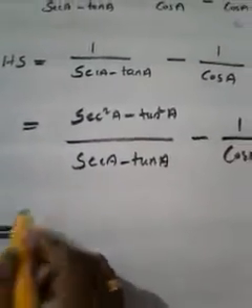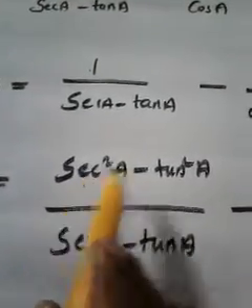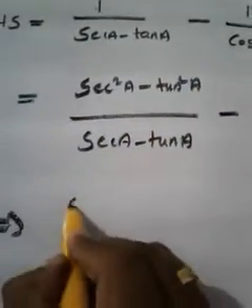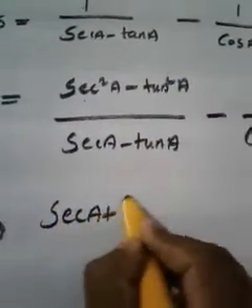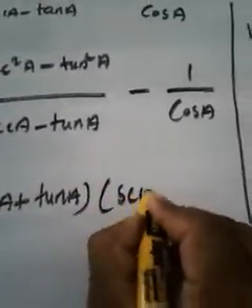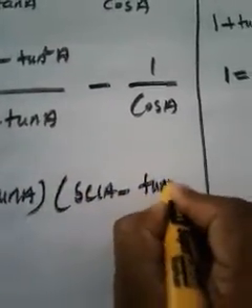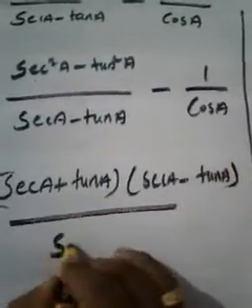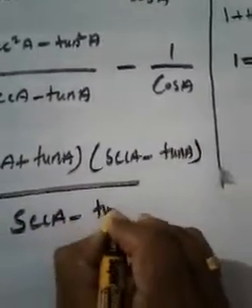Okay, now just see here, the numerator becomes in the form a square minus b square. a square minus b square is nothing but a plus b into what? Tell me. a minus b, divided by sec A minus tan A as it is. You may have understood.